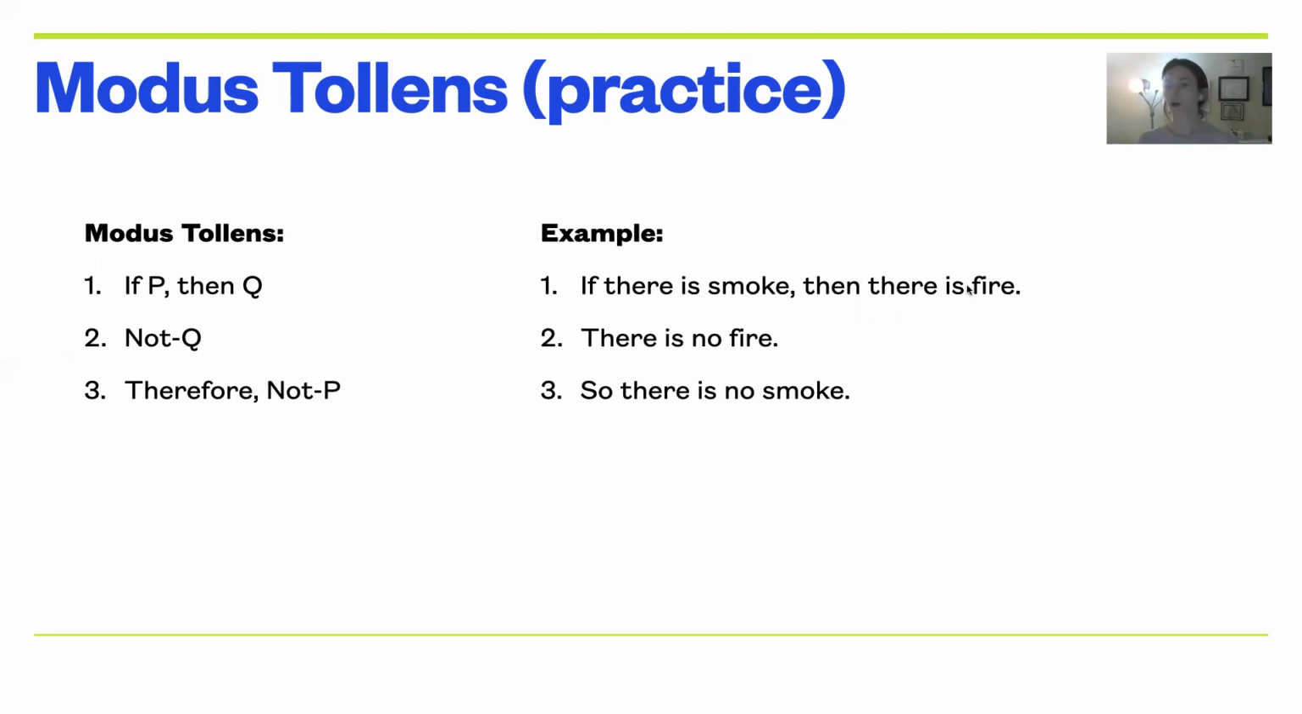If there is smoke, then there is fire. There's no fire, so therefore there's no smoke. That's an example of modus tollens. You do this sort of thing all the time without realizing it. And this is just a way to formalize.